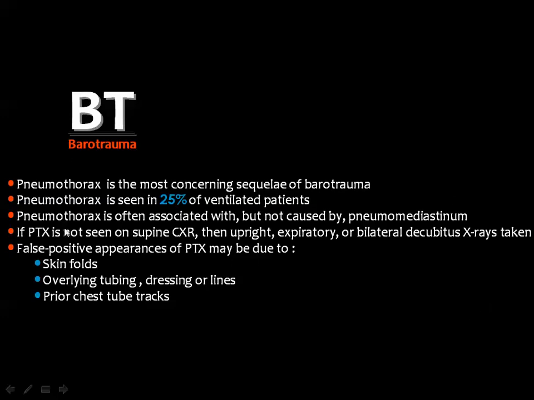If pneumothorax is not seen in the supine chest radiograph, then you may try the upright position, expiratory or inspiratory films, or the decubitus position, and if you can, a CT scan, which is more sensitive. Then you may get a false impression about the presence of pneumothorax due to skin folds, overlying tubes, and prior chest tube tracts.